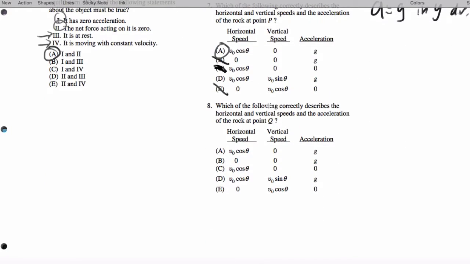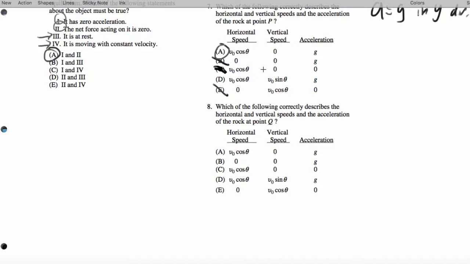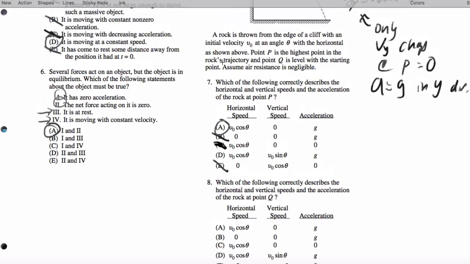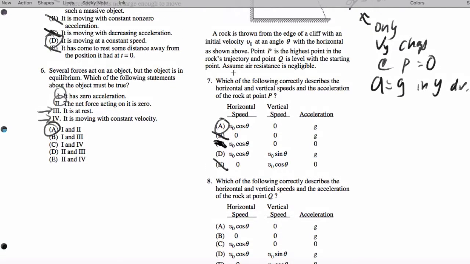And then the acceleration, when we want to talk about speed and acceleration, horizontal, vertical speeds and acceleration. Interesting. It seems like this question repeated. Let me read it again.